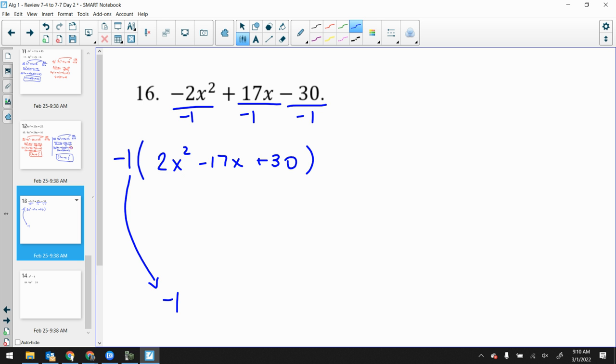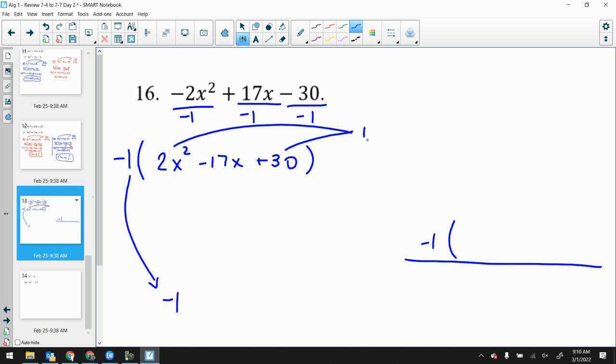And if this is on your quiz tomorrow, and there will be one like this on your quiz tomorrow, I would do this on your answer blank right away. If you see a negative right out front, go right there. Put your -1 parenthesis.